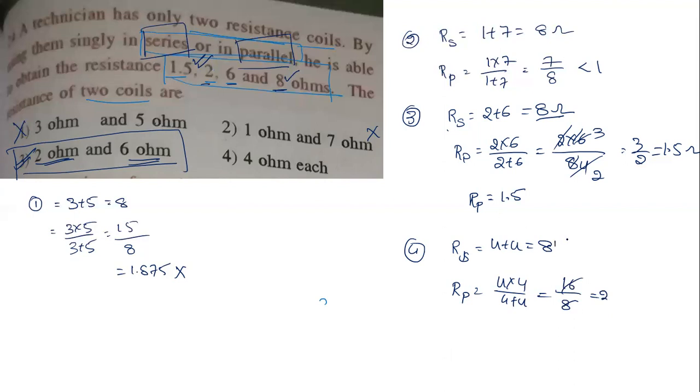One we got 8, one we got 2, and the remaining are 4 and 4. So the effective values are 8, 2, 4, 4. But we don't want 4 and 4 here. We want 2 and 6. So that's the answer, the third option.